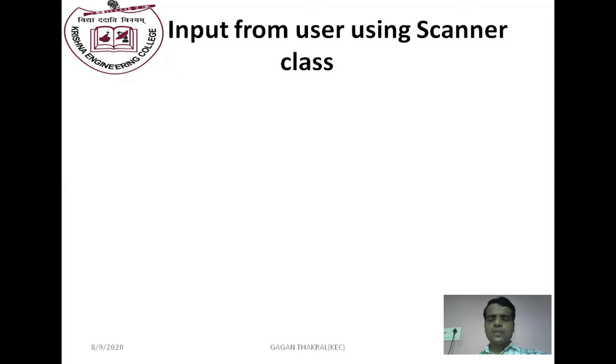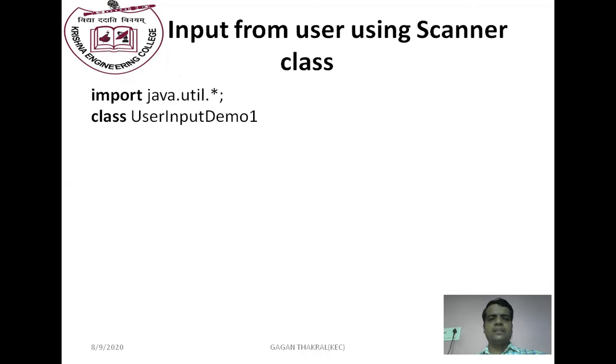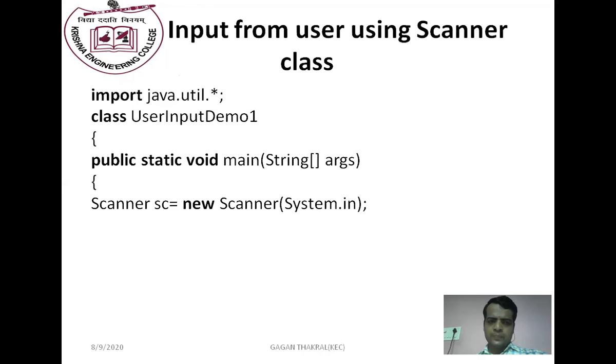Now we want to read an integer type value from the keyboard using the Scanner class. Again we import the util package, again we create a class, again we write the main method of the program, and again we create an object of the Scanner class, and we pass System.in as an argument to this class.